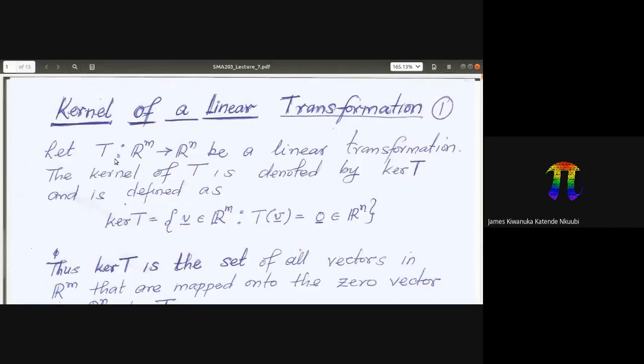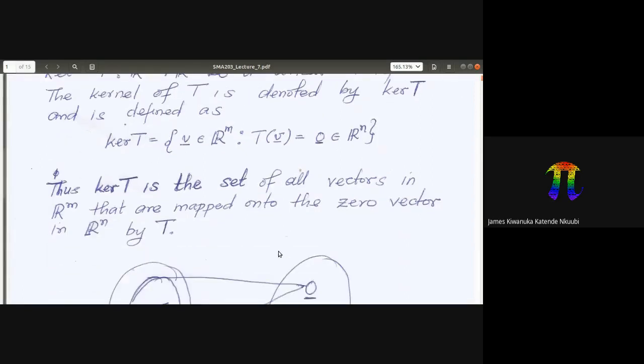So suppose we have a map from this vector space Rm to the vector space Rn, which is a linear transformation. So the kernel of the map will be denoted by this. This is a shorthand. So the kernel of T is defined as follows. The kernel of T is simply the set of all vectors in Rm which are mapped onto the zero vector in Rn. So that's how it is. We'll see a diagram shortly.